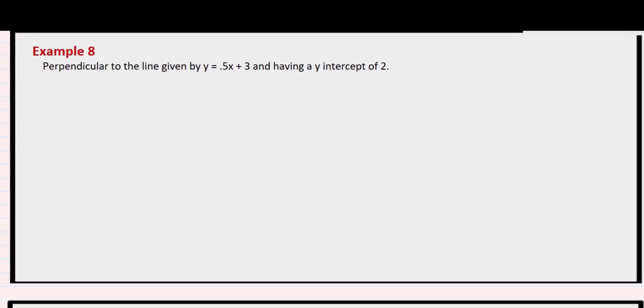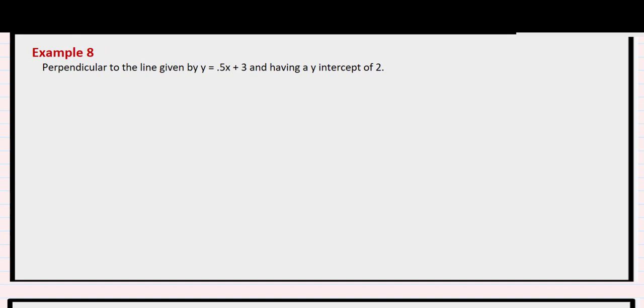Example 8. Find the line perpendicular to the given line y equals 1/2 x plus 3 and having a y-intercept of 2. So similar to question number 7, but this time the lines are perpendicular to each other. Now we know when two lines are perpendicular, the slopes are going to be negative reciprocals of each other. So let's say this is the slope of line 1 and this is the slope of line 2. Now we know the first one has y equals 1/2 x plus 3.